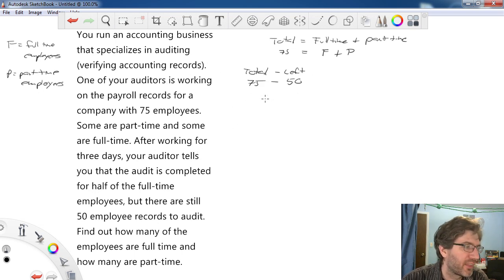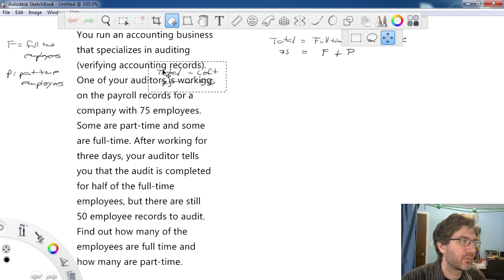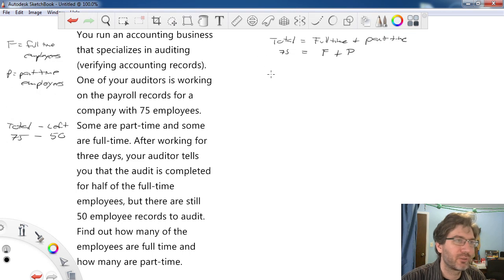So we have however many are done. Actually, we don't need this part of our equation. We'll move this off to the side, just so we're collecting information and making sure we're reading things correctly this time. So I know this is going to be how many are done. After working 3 days, the audit is completed for half of the full-time employees.